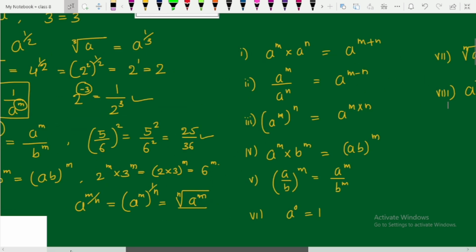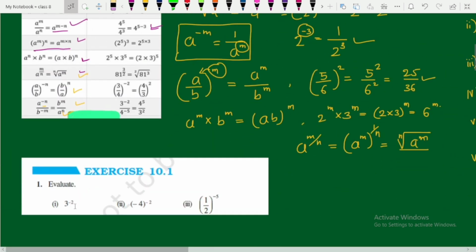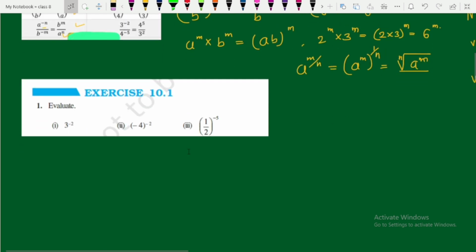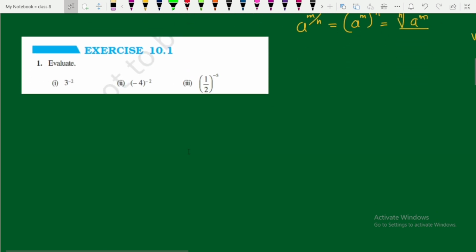Okay, so now we are going to see the exercise of class 8, chapter number 10, that is laws of exponents, exercise 10.1, question number 1. Yes, so first question, that is evaluate. In that, the first one is 3 raised to minus 2. Okay, so 3 raised to minus 2.